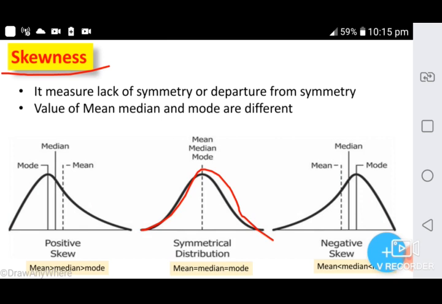But what is skewness? Skewness means the distribution is not symmetrical. That means lack of symmetry. The curve becomes skewed. So skewness is a measure of lack of symmetry or departure from symmetry. Here the values of mean, median and mode are different. So skewness can be negative or positive.